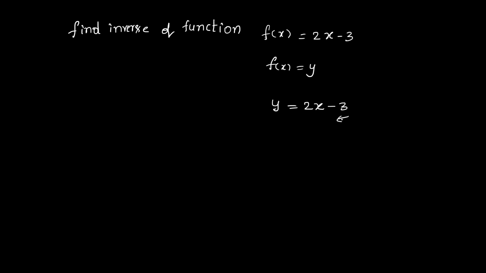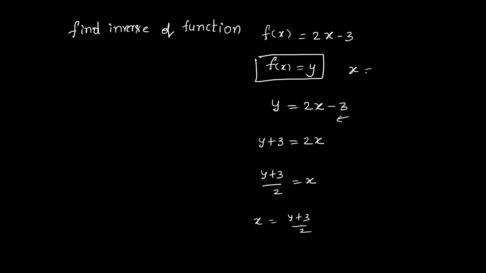So if minus 3 is sent to this side, it will become y plus 3 is equal to 2x. y plus 3 by 2 is equal to x. That means x is equal to (y plus 3) by 2. Now what is x here? If f of x is equal to y, x will become f inverse of y. I need to write only the equation for x. This function, if it goes to that side, will become f inverse of y. So x means f inverse of y is equal to (y plus 3) by 2. Therefore, f inverse of x will be (x plus 3) by 2.